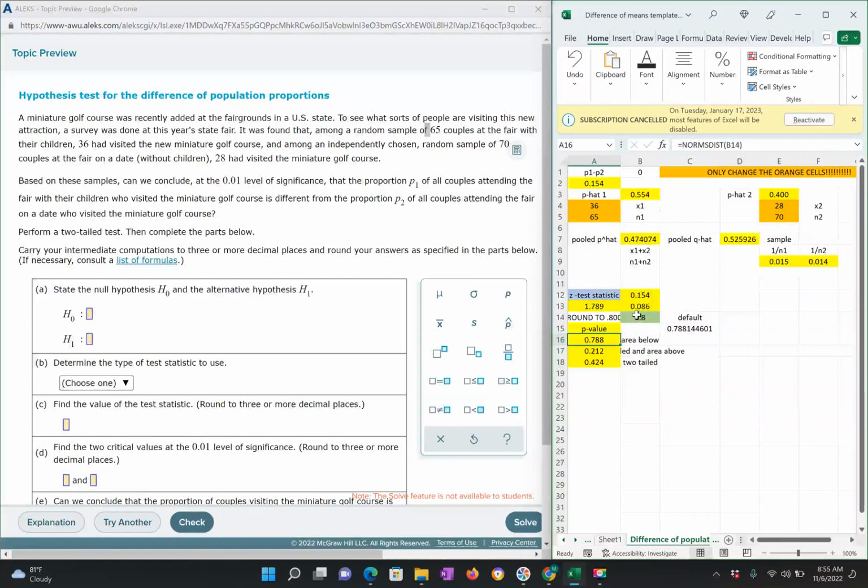So I'm just going to put in here 1.789. And let's see what happens, because I'm curious. I just want to make sure I programmed this for you guys. Okay, so we do have our p-value upper area. It's equal to, not equal to. So let me see if I can actually put this in here.